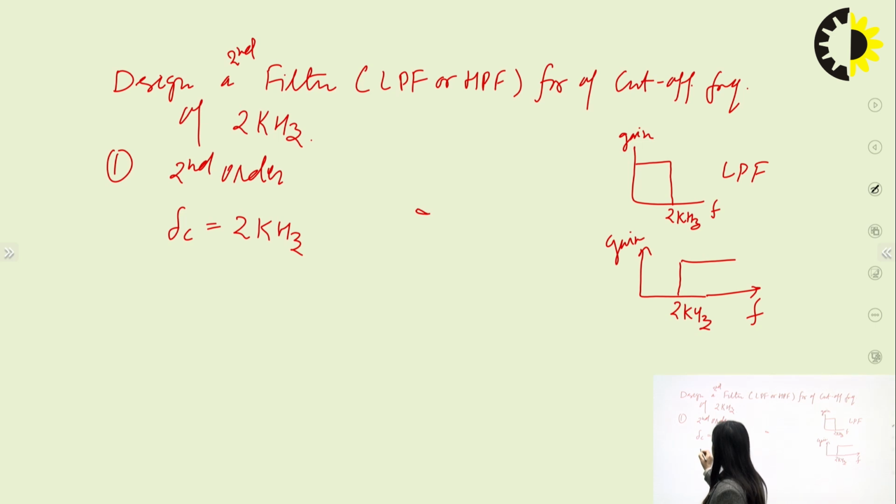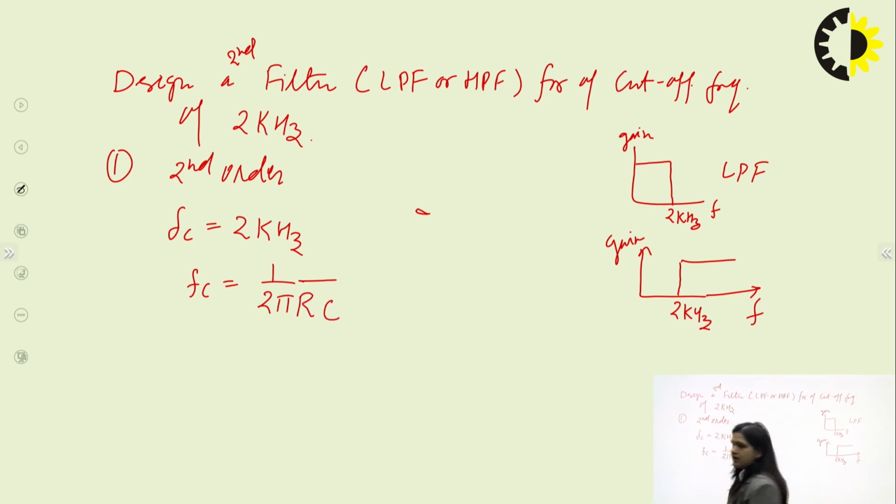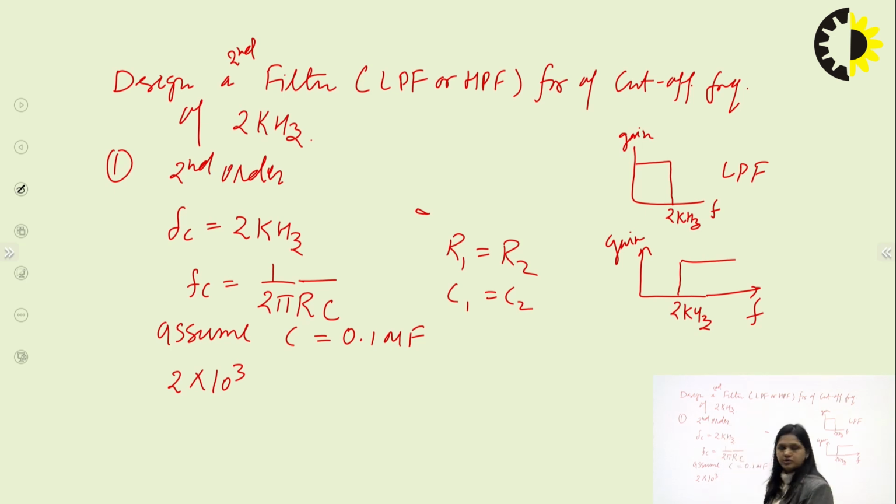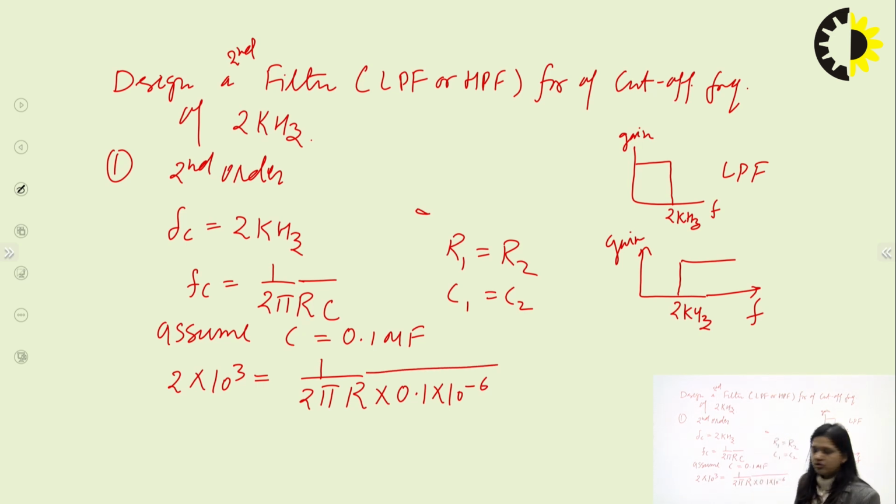And now in the second step you have to write the formula for cutoff frequency, that is 1 upon 2 pi RC, and here I have assumed that R1 equals R2 and C1 equals C2. Now, next step, assume C less than 1 microfarad. So let's say that is 0.1 microfarad. So this is the value of C. Now we have the value of FC, that is 2 kilohertz. So 2 into 10 to the power 3 is equal to 1 upon 2 pi R into 0.1 into 10 to the power minus 6. So from here we can calculate the value of R, because only R is unknown.